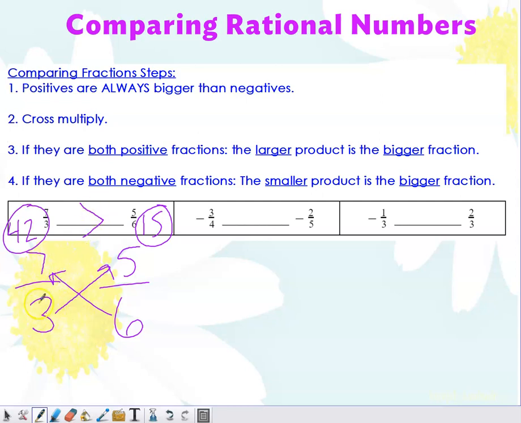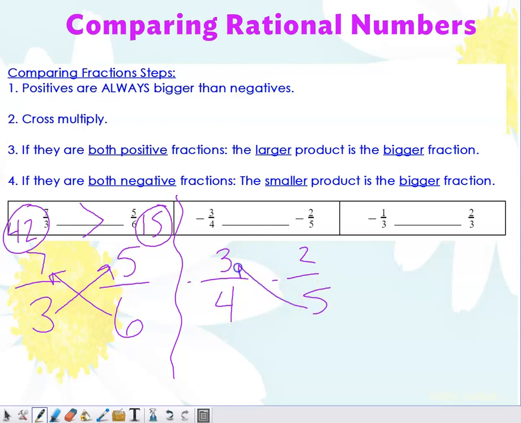You could have also noticed that 7/3 is a fraction greater than 1, and 5/6 is not greater than 1. It hasn't even gotten to a whole amount yet. So you could have compared it that way as well. Over here, when we're looking at two negatives, same thing. We can do 3/4 and 2/5. These are negatives.